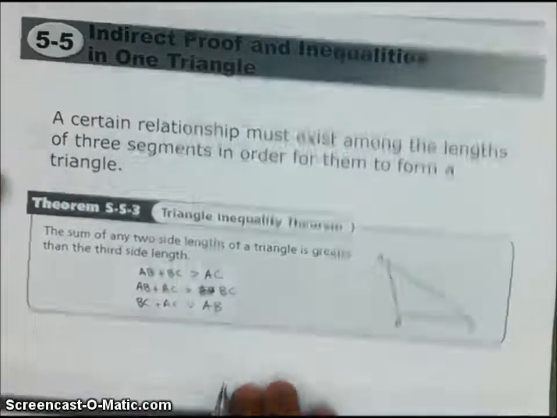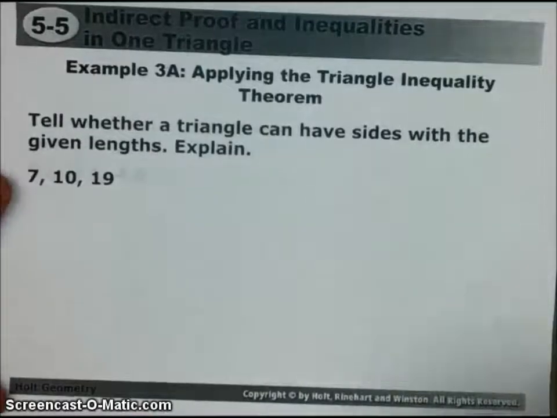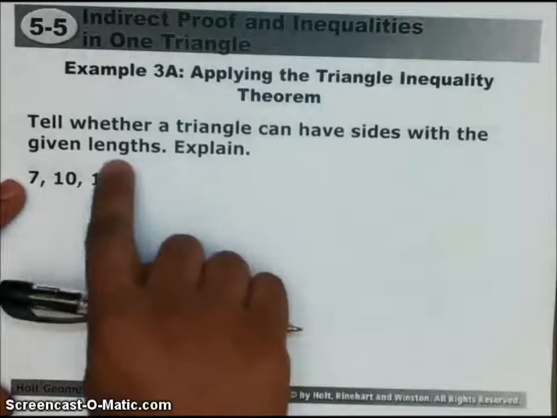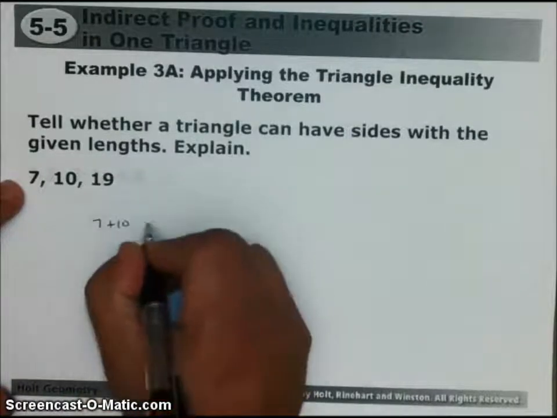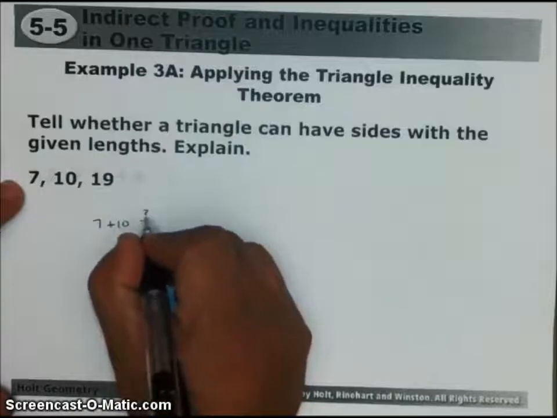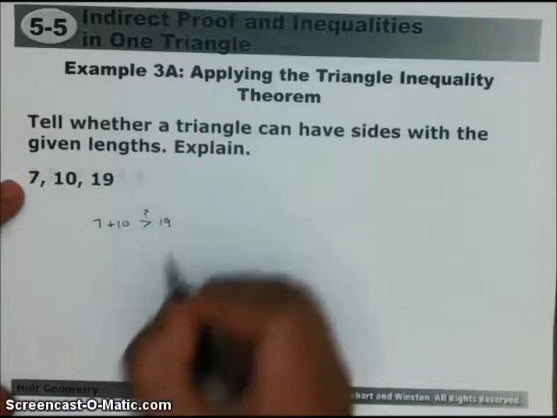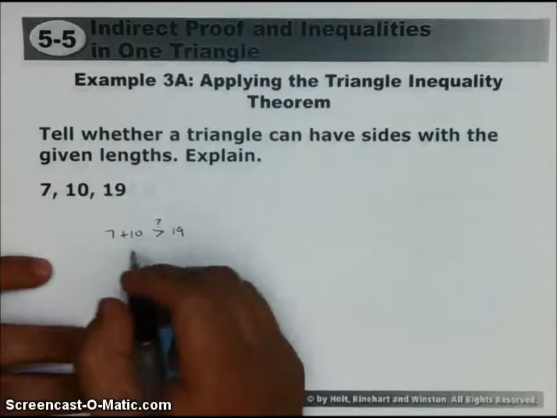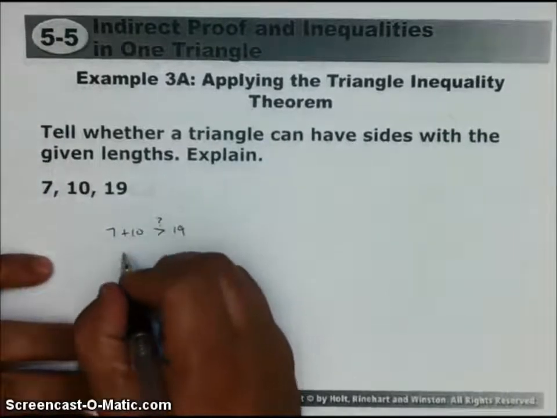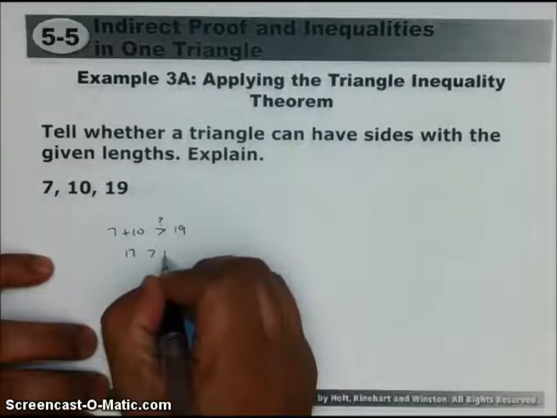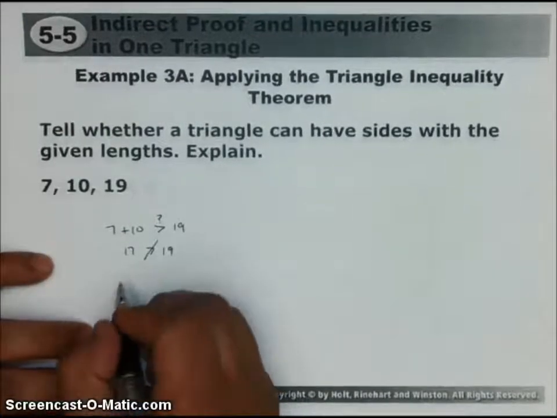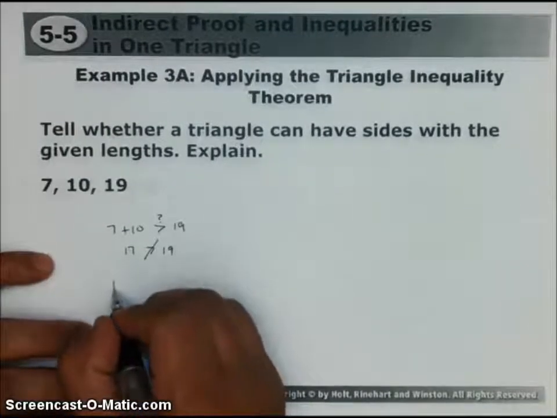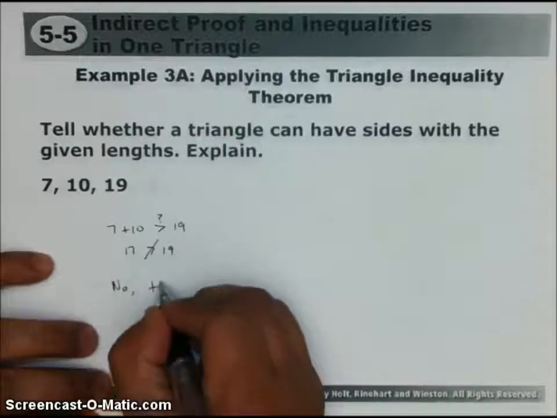All right, so let's look at an example of what that means. Tell whether a triangle can have these sides. So I've got to come up with these combinations. If I do 7 plus 10, is that bigger than 19? So 7 plus 10 gives me 17. And is 17 greater than 19? No, it's not. So no, this will not make a triangle.